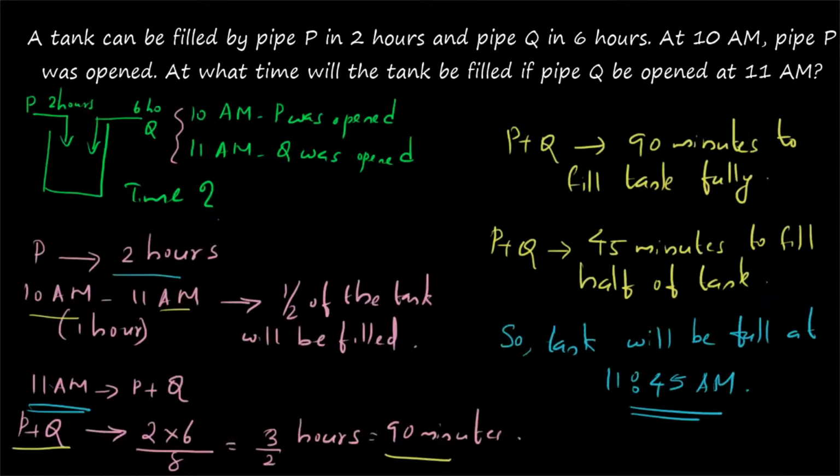2 hours, then easily half of the tank will be filled within 1 hour. Then Q was also opened. Then P plus Q together take 90 minutes. Then only half of the tank is to be filled. So half of 90 is equal to 45. So 11 plus 45 is equal to 11:45 am.